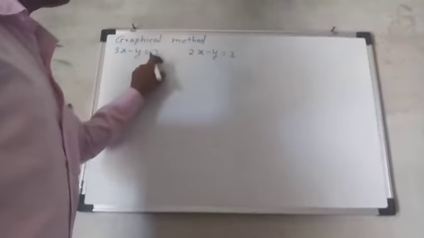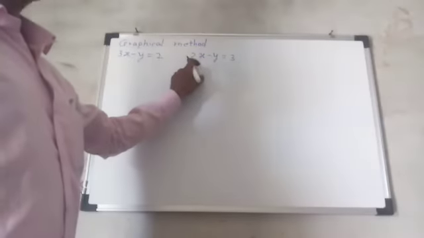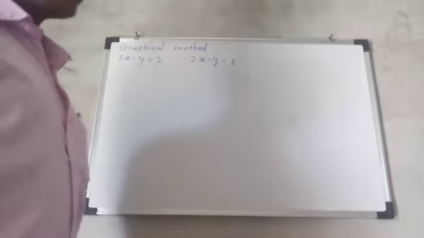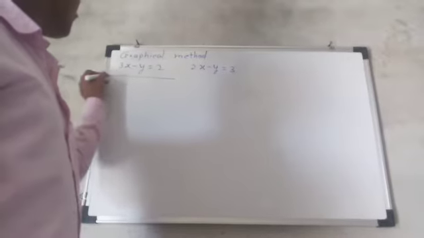We will see next problem. First equation is 3x minus y is equal to 2. Second equation 2x minus y is equal to 3. We will make table.